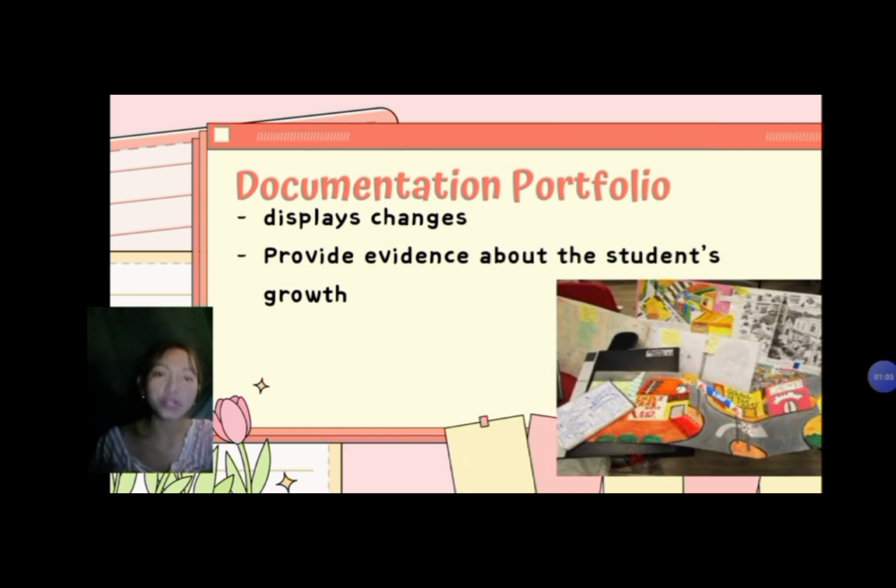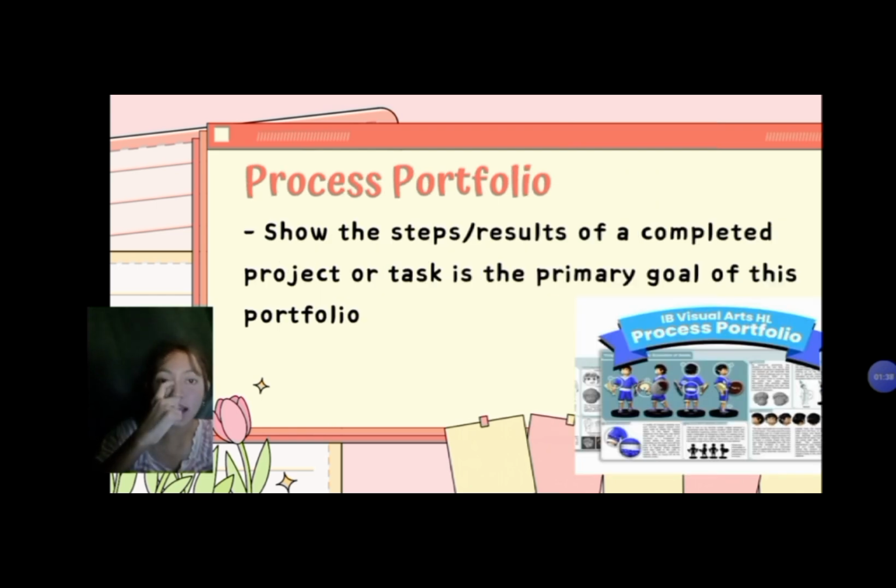Next, we have the documentation portfolio. It displays changes and provides evidence about the student's growth. So the documentation portfolio is used to track progress and growth of the students over time. So it includes samples like observation, checklist, and ratings from both teachers and students. So it also helps students see how they've improved and what they need to improve. Next, we have the process portfolio.